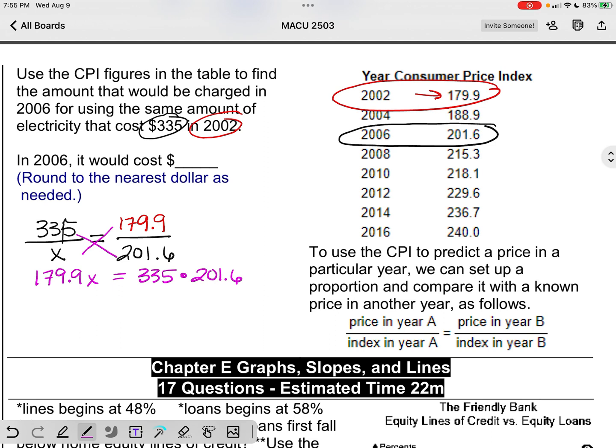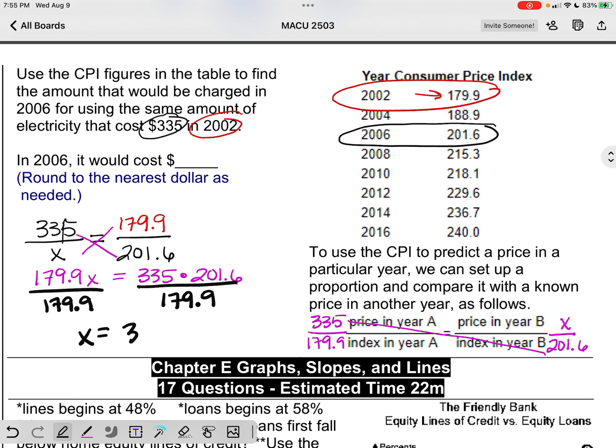If we do theirs, the price in year A was 335. The index was 179.9. And the price in year B is the one that we don't know, but the index was 201.6. Notice that cross product. 335 will multiply to 201.6. X still multiplies to 179.9. So it's the same answers. We're going to divide both sides by that 179.9 to isolate to get your X by itself.